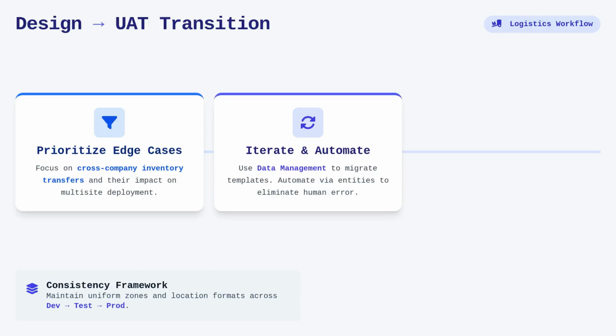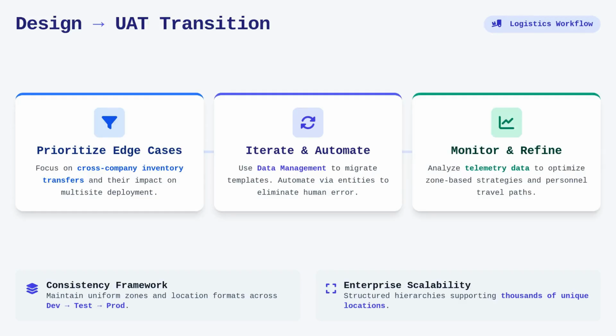Automating this deployment process via data entities significantly reduces the risk of human error, which is particularly relevant in complex environments with thousands of unique storage locations. Continuous monitoring of telemetry data will reveal if your zone-based strategies are genuinely improving efficiency or if the logic requires refinement to optimize travel paths for your warehouse personnel. By maintaining a clear and structured hierarchy, you create a system that is both scalable and capable of supporting complex, enterprise-grade logistics workflows.